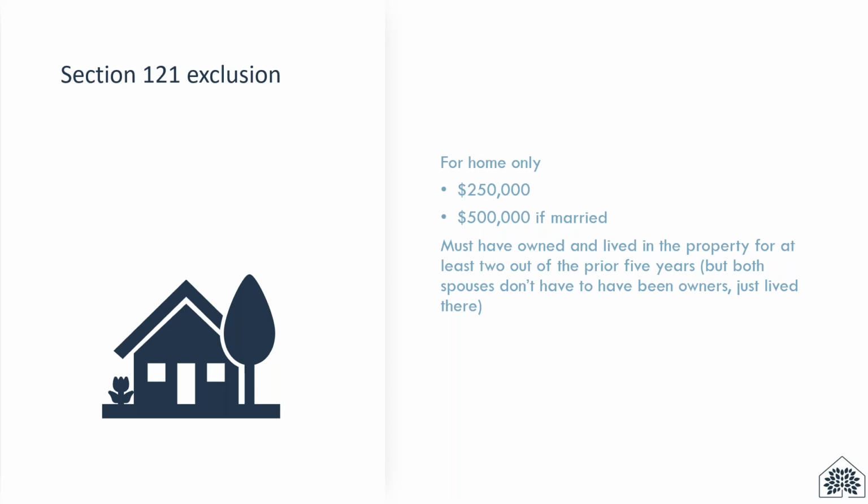To qualify for this, it has to be your home to get the exclusion. You have to have owned the home for at least 2 out of the prior 5 years. But for a married couple, they both don't have to have owned the house. One of them could have owned the house, but they both lived there for 2 out of the prior 5 years. They don't have to be the same 2 years if they're not living together. But if each of them has lived there for at least 2 out of the prior 5 years, then they can exclude a full $500,000 of gain.